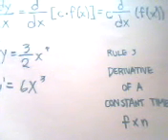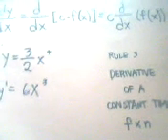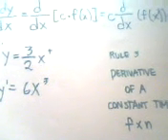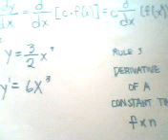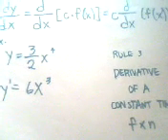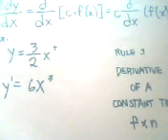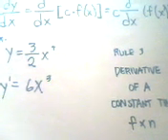The third rule is the derivative of a constant times a function. In here, you will apply the power rule. You will bring down the exponent, but you will multiply it to the numerical coefficient of the function. Then the exponent is subtracted by 1.